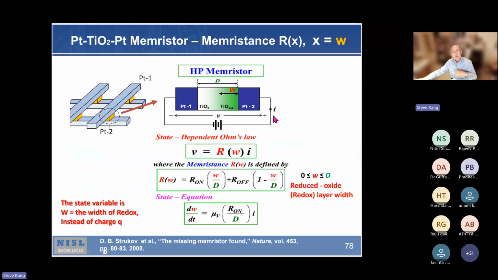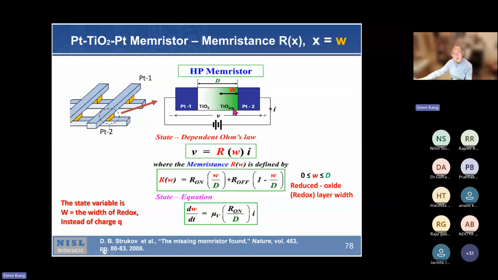This shows analysis of memristor in terms of modeling. So you have two platinum electrodes, top and bottom electrode, and you have a titanium dioxide region, doped and undoped region. So this is the axis variable here.